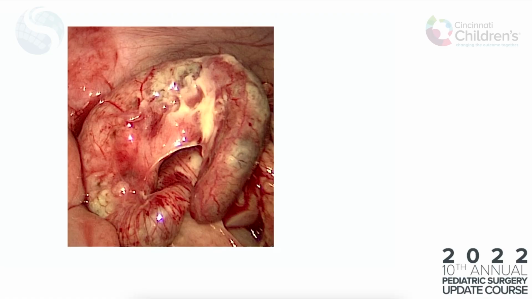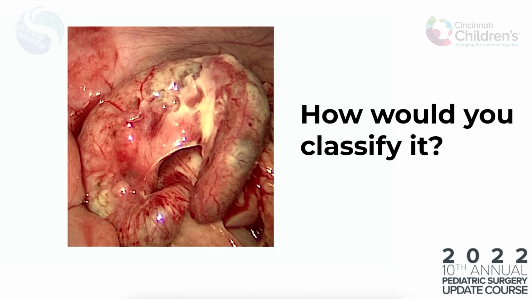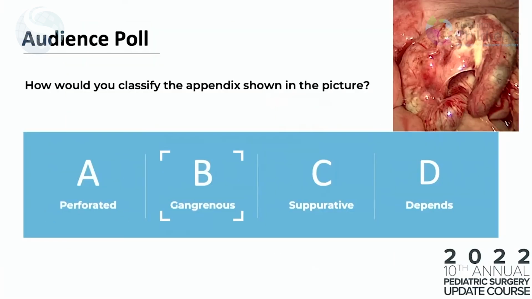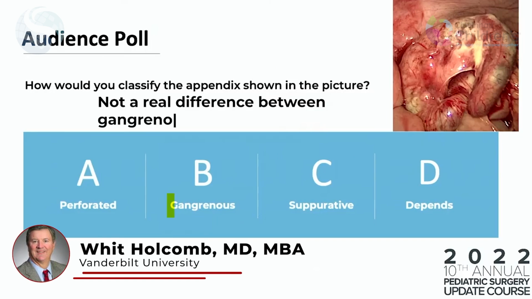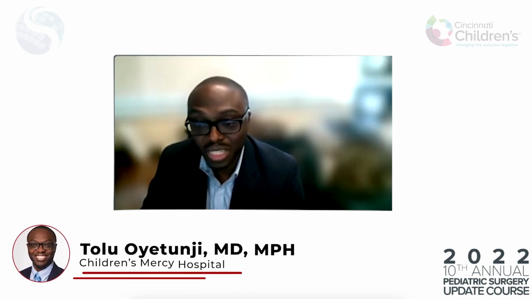And they started by doing a question. If you're looking at this picture, how would you classify the appendix shown in the picture? Perforated, gangrenous, suppurative, or it depends? And to me, there's very little difference between gangrenous and suppurative. So it's either perforated or non-perforated. Well, this has been our standard practice here for over a decade.